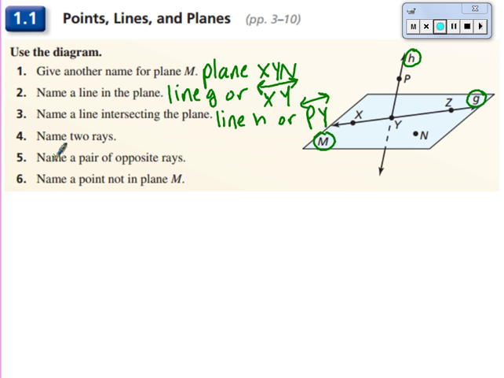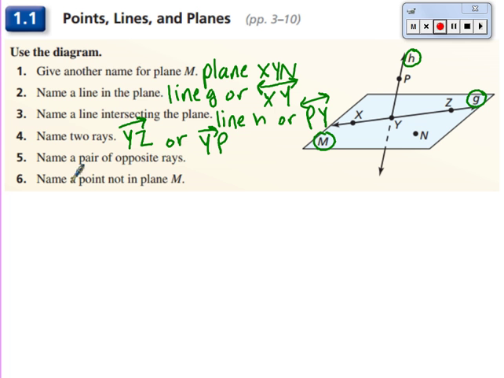Okay, name 2 rays. A ray has one endpoint and extends forever in another direction. So let's say I wanted to focus on a ray that started on Y. So I could say ray YZ. So it starts at Y and goes towards Z. And that has a ray symbol, which is a 1-sided arrow like that. Or another option could be maybe the ray that's going up out of the plane. So that would be starting at Y and going towards P. So you'd have YP with the ray symbol above it.